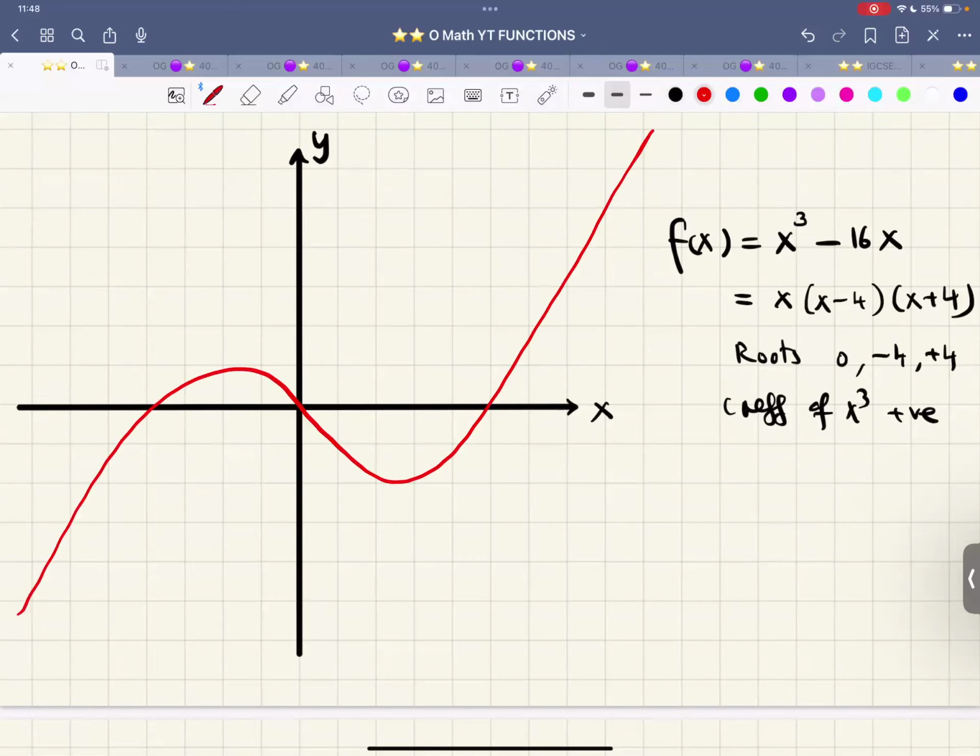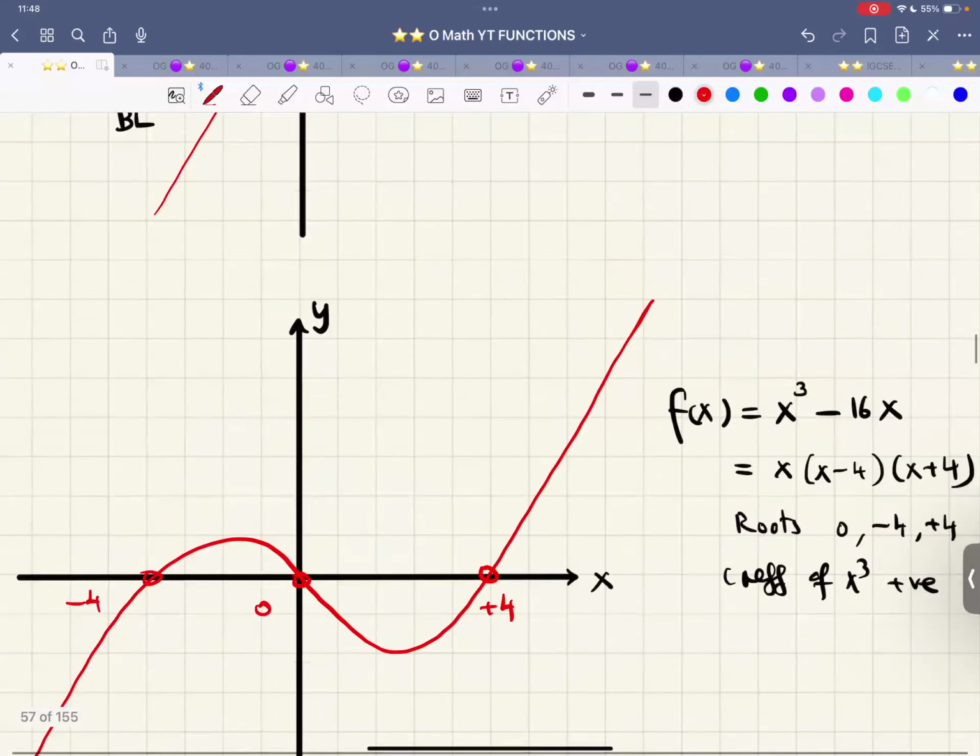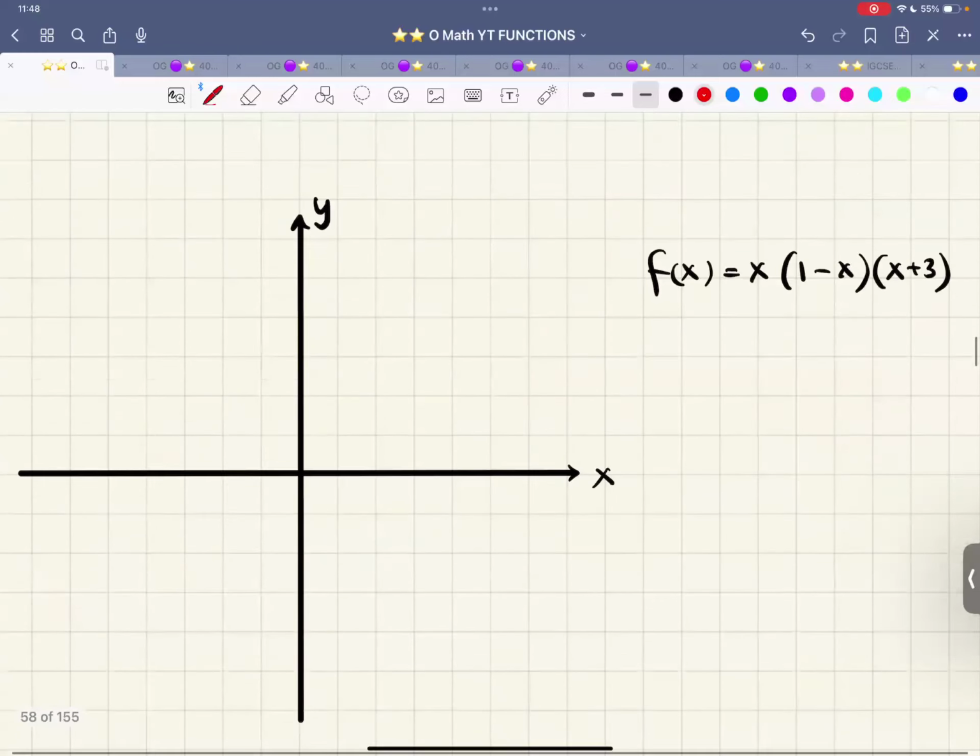Got the idea? So now mark this thing. This is negative 4. This is 0. This is positive 4. That's how this is to be done. So I hope this is all good, all clear.